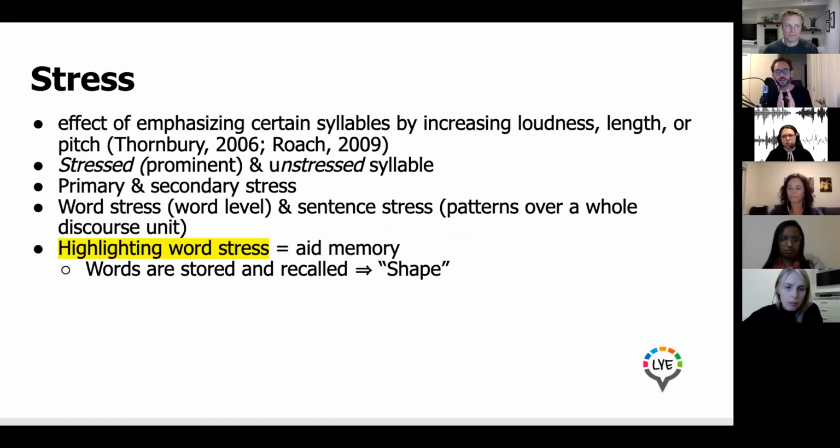But he said that it's very important to make stress visual. Why? By highlighting that, by creating bubbles. I don't know how you want to make that visual, but when you highlight word stress, you are helping students remember, because the brain is able to store and recall a word based on its shape. So with that in mind, we've designed an activity to provide an example of how we can make word stress and sentence stress more visual.